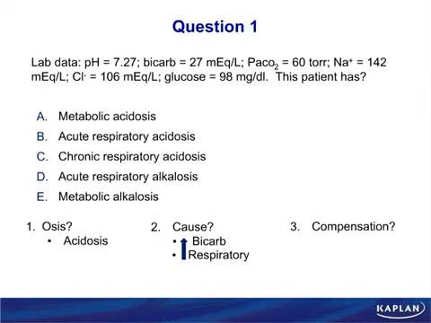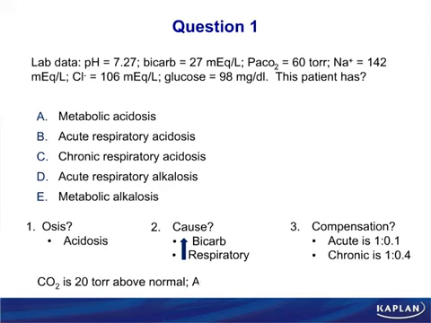Acute 1 to 0.1, chronic 1 to 0.4. All right, CO2 is up 20. 20 times 0.1 is 2. So if it's acute, it's going to be up from 24 by 2. So I'm looking for a bicarb of 26 if it's acute. If it's chronic, 20 times 0.4 is 8. 8 plus 24 is 32.